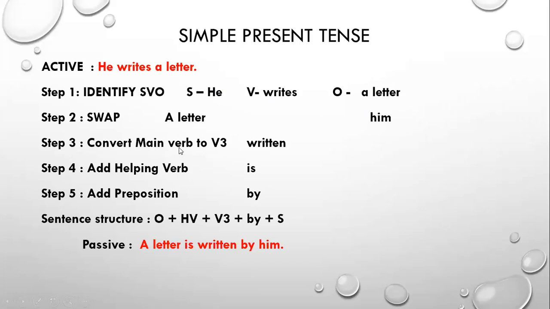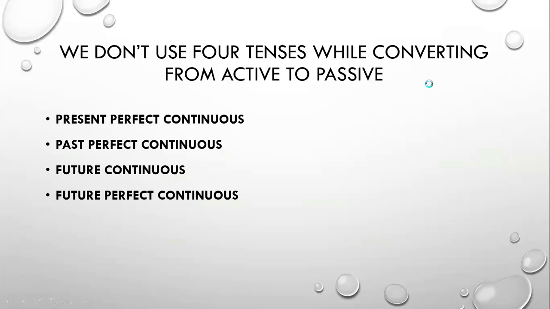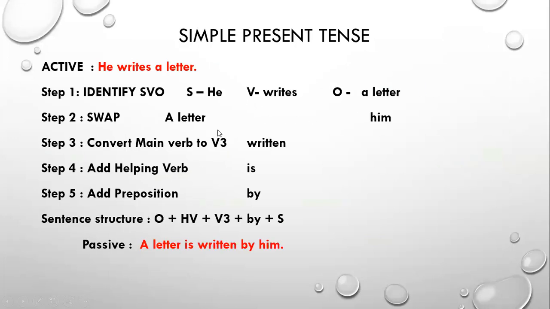Step 3 was to convert the main verb to V3. Right? Here it is write. So what will be the third form of write? Written. Now you have to add a helping verb. Step 4 was to add an appropriate helping verb. See in this chart, the helping verb is, am, or are. So here with a letter I'm going to use is. The helping verb used will be is. Now step 5 was to add a preposition, and which preposition do we add? It is always by. And the sentence structure was object, helping verb, third form of verb, by, and subject.